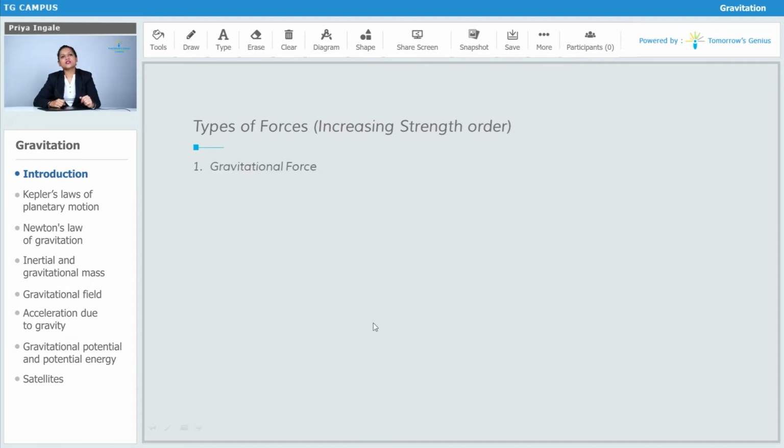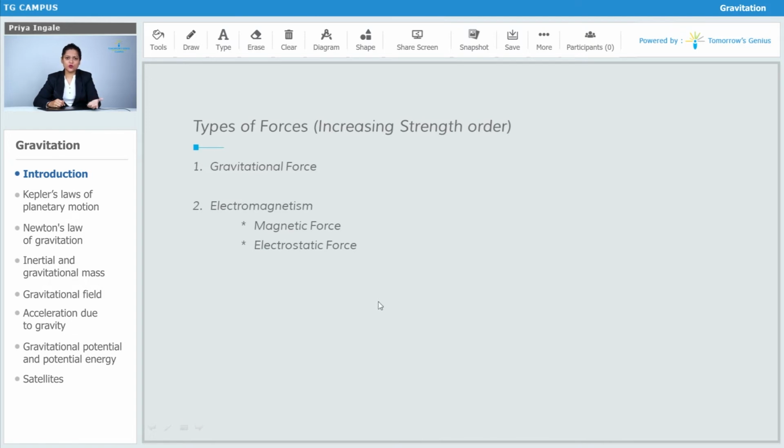So this is the sequence in increasing order of strength. That means the first type of force, which is the gravitational force we are seeing here, is the weakest force in nature. Well, we are going to see in detail what this gravitational force is about in this chapter itself. Then we have electromagnetism, and here we have magnetic force and electrostatic force.